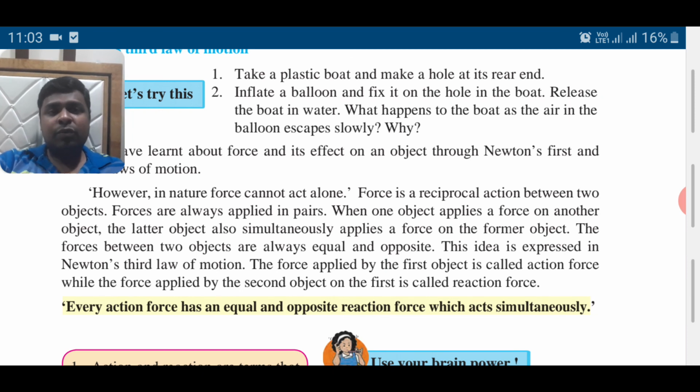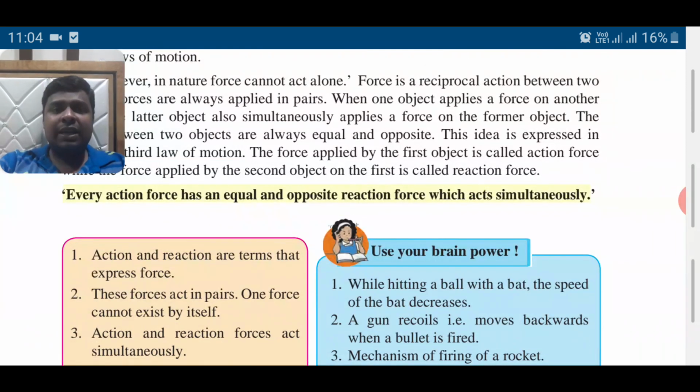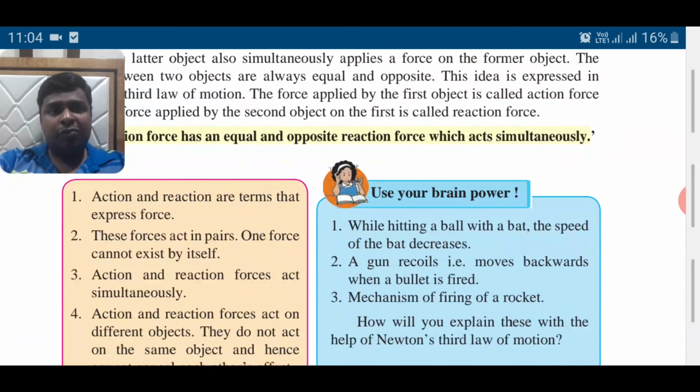So all these forces are equal and opposite. This is related to Newton's third law of motion.